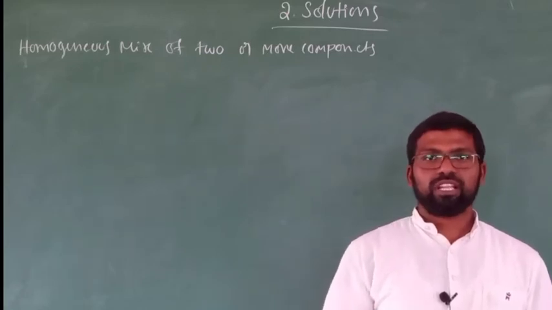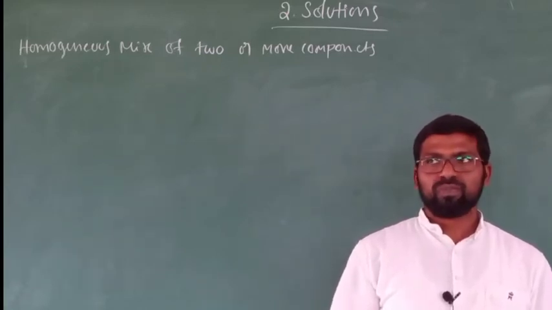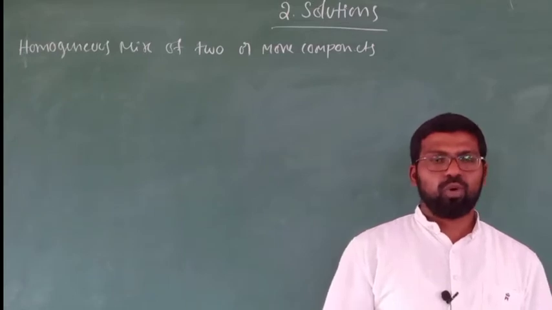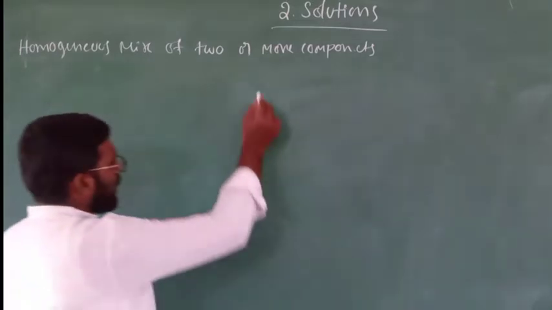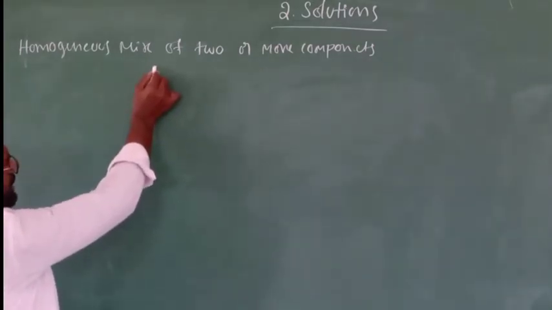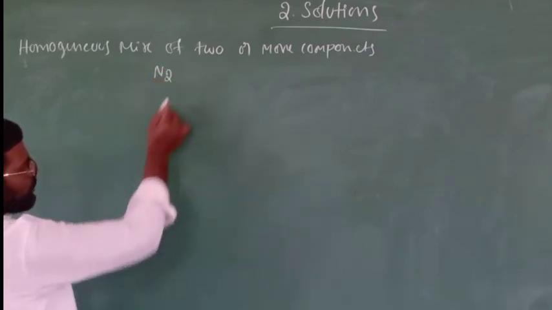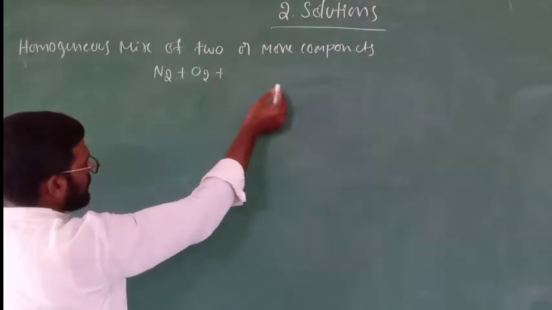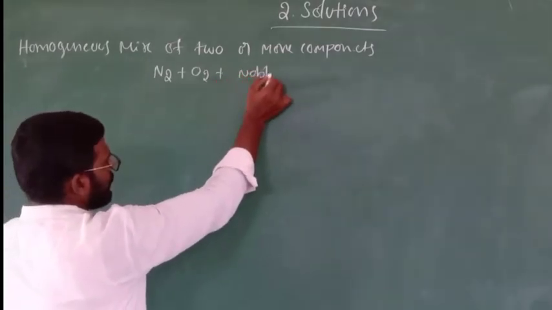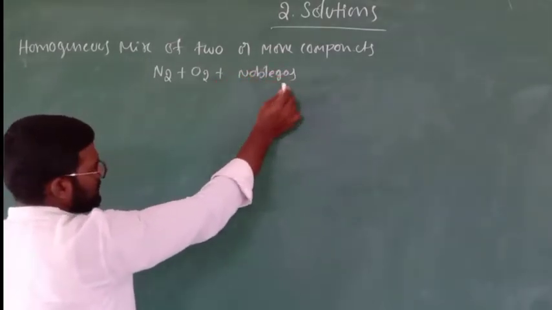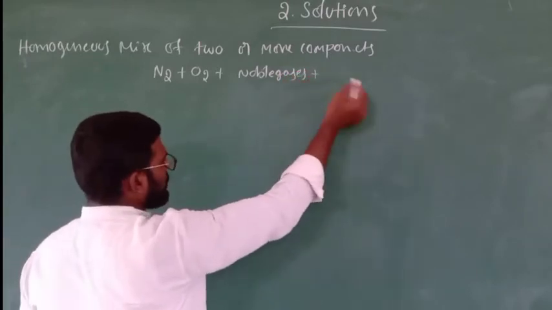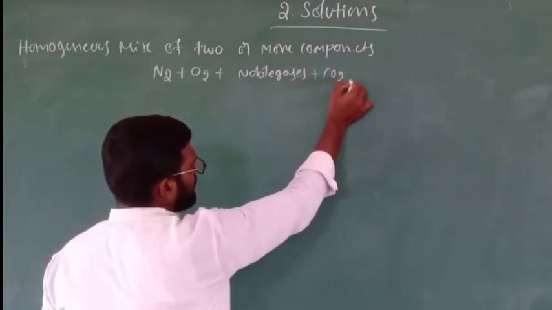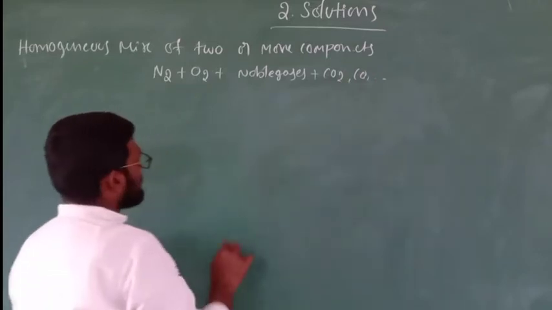Next, shall I tell you one more example? Atmospheric air. What does atmospheric air contain? Atmospheric air contains majorly nitrogen gas, along with oxygen and some other gases like noble gases, inert gases, carbon dioxide, carbon monoxide, and all other gases.